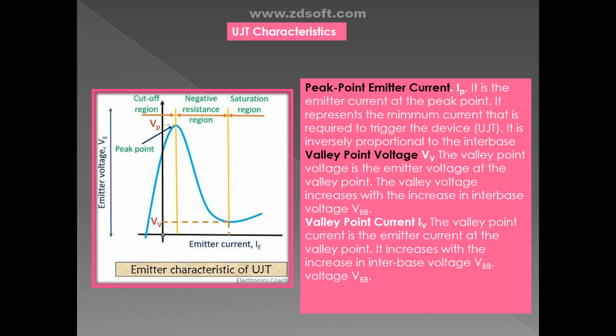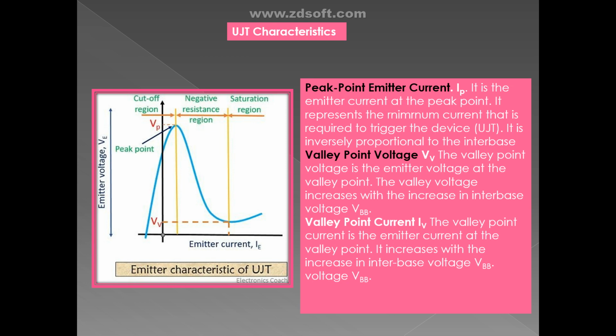Cutoff region is nothing but left of peak point voltage. The emitter voltage is below the peak point voltage and emitter current is approximately 0. Here UJT is in off position. Second one is the negative resistance region. This is the region between peak point and valley point. The emitter voltage decreases from Vp to Vv and emitter current increases from Ip to Iv. The increasing emitter current is due to decreasing the resistance RB1. The UJT is operated as an oscillator in this region.